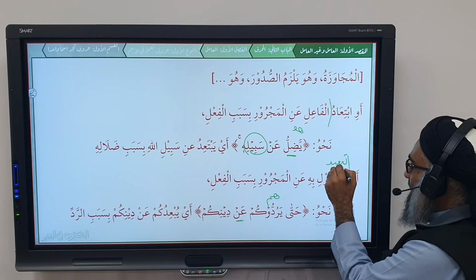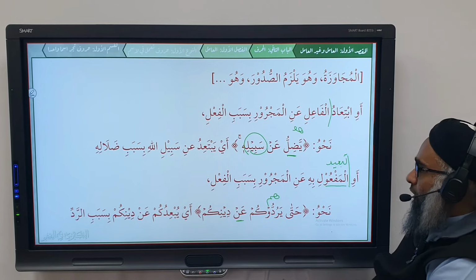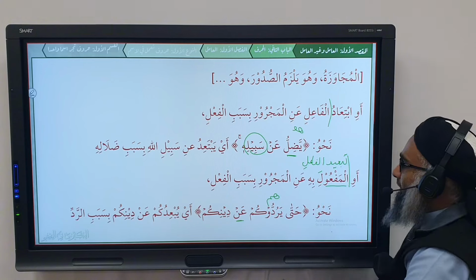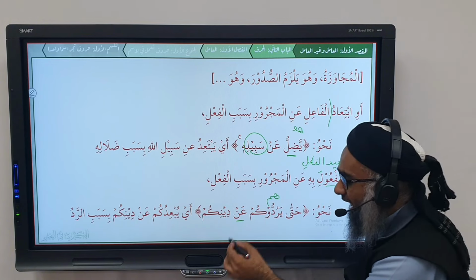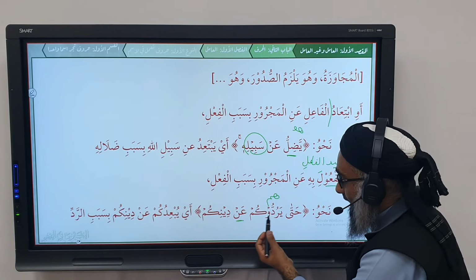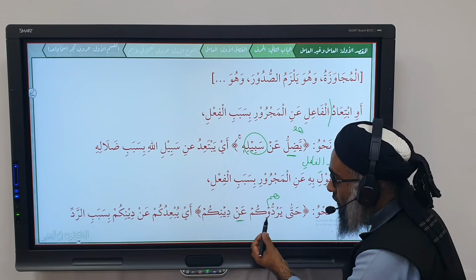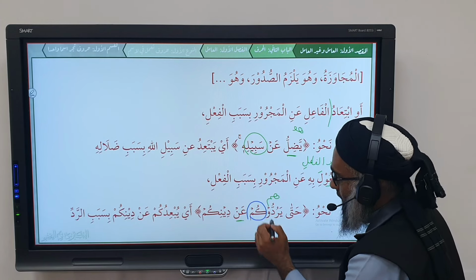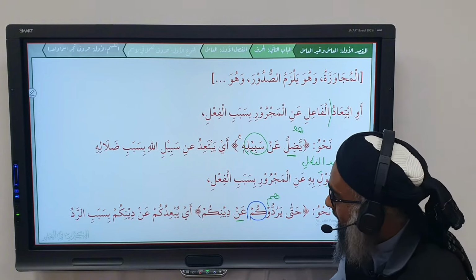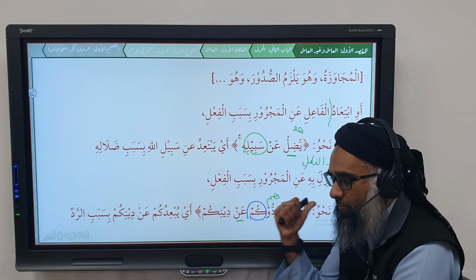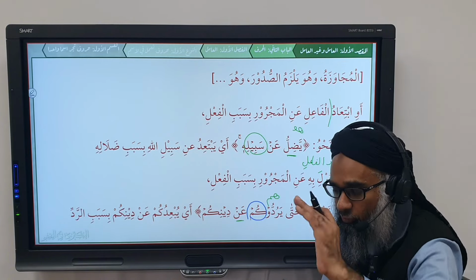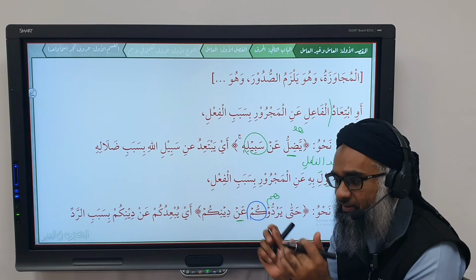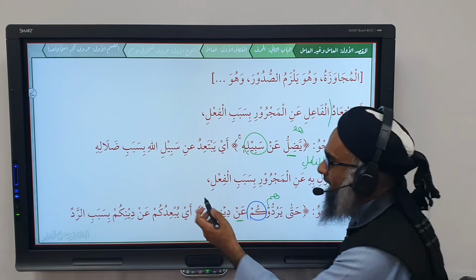We can say ابتعاد الفاعل, we can say تبعيد المفعول. So the فاعل is يردوكم. They turn you back. Who's the مفعول به? This. So they turn you back from your religion because of رد, because of them. So you go away from your religion. They take you away from religion because of their رد. So again, ابتعاد. Why? Because مجاوزة.